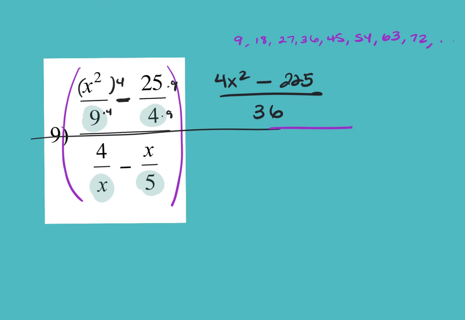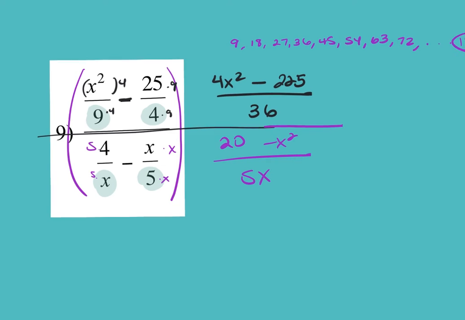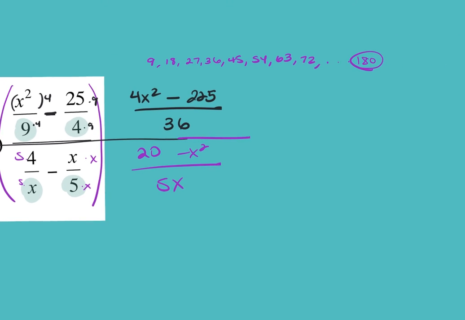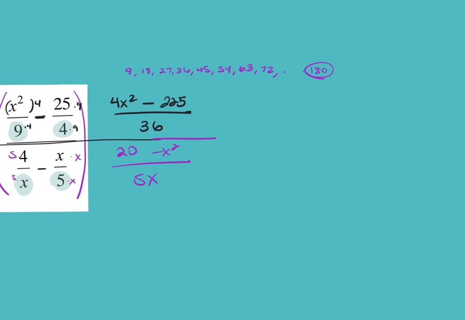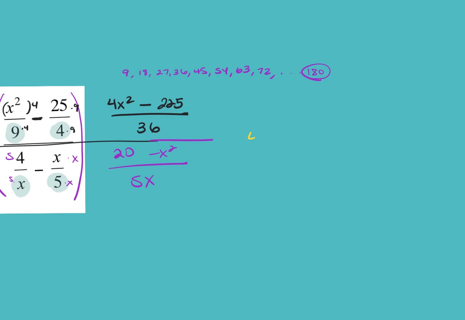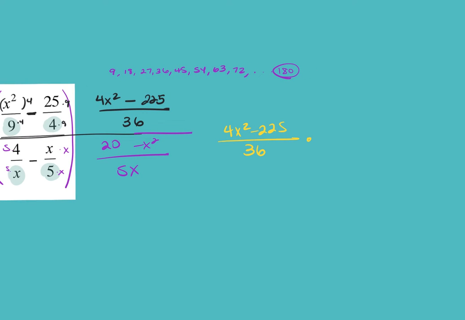And then you repeat it for the denominator. Now the least common denominator is 5x. So I'd have to multiply 5 and 5. I'd get 20. Multiply by x and x, minus x squared over 5x. Then you have to keep, change, flip. So I keep the numerator, 4x squared minus 225 over 36, change it to multiplication, flip the bottom.